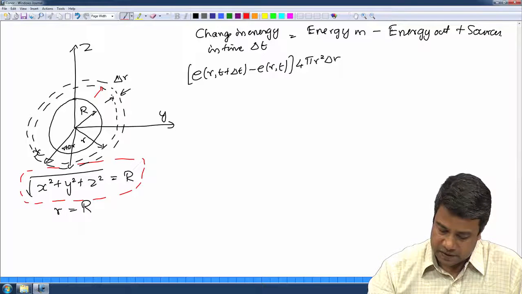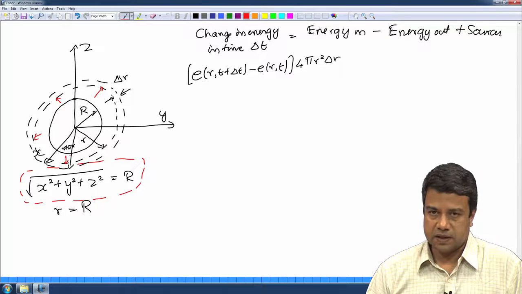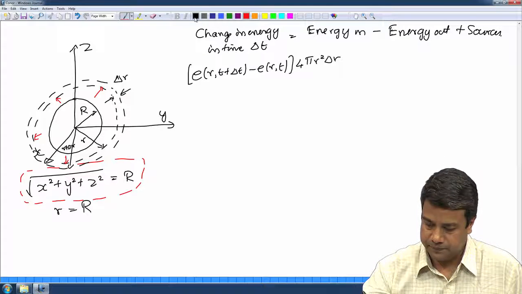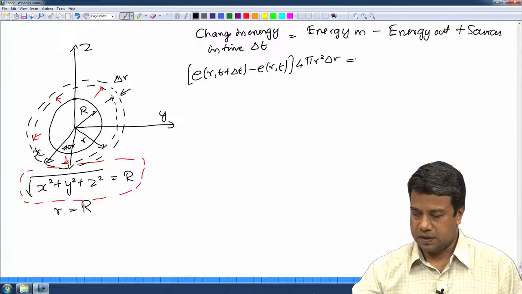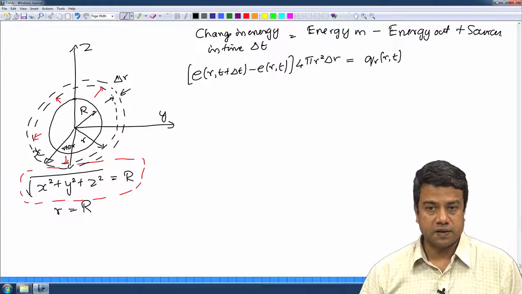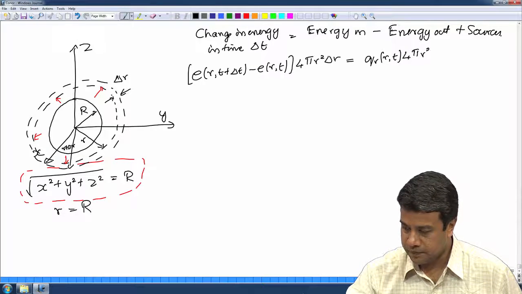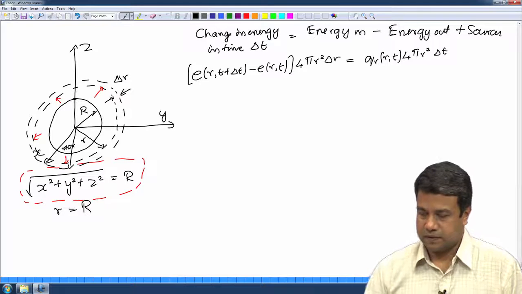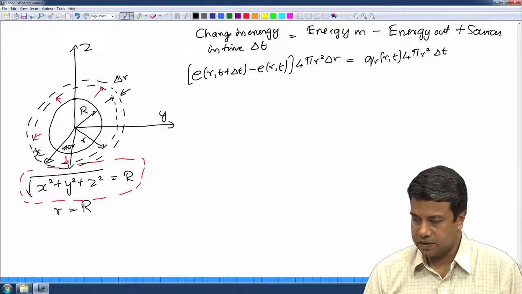Energy in is at the surface at r. It is going to be equal to the flux times the surface area times time. Energy in is equal to the flux q_r at r, t times the surface area. Surface area is 4 pi r squared times delta t, the time interval. Flux is transfer per unit area per unit time. So, flux times the area 4 pi r squared times delta t.